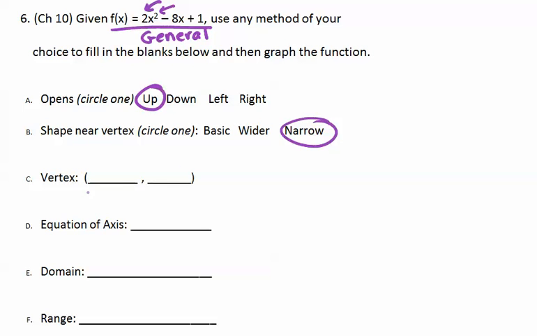For our vertex, we use the formula the opposite of b over 2a for the x-coordinate when it's given in general form. So here we would take the opposite of negative 8 divided by 2 times a, which is 2. And of course, you don't have to show that on paper. So 8 divided by 4. So our x-coordinate of our vertex is 2.